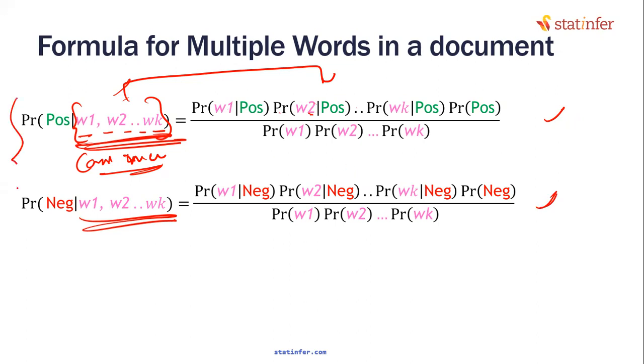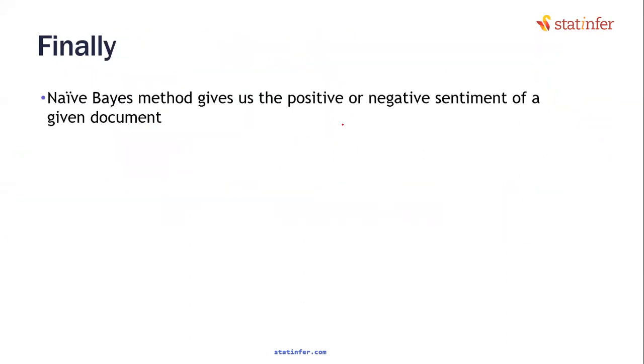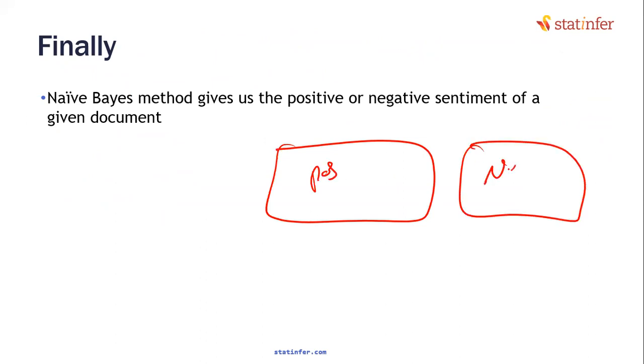But do we get to see all these calculations when we are building the model? These calculations will happen in the background. Finally, what Naïve Bayes gives us is whether, given a document, it is positive, or given a document, it is negative.